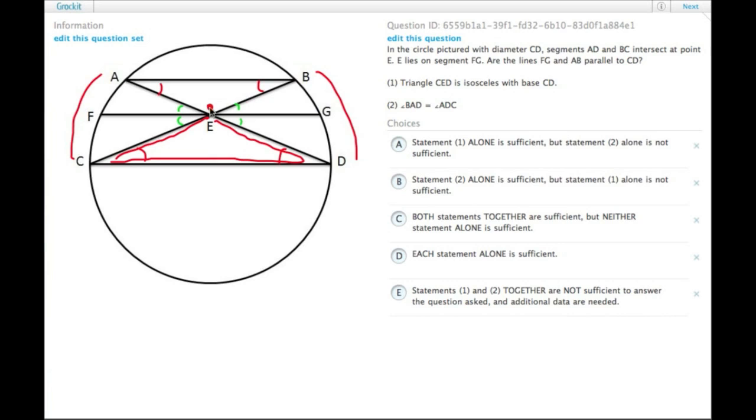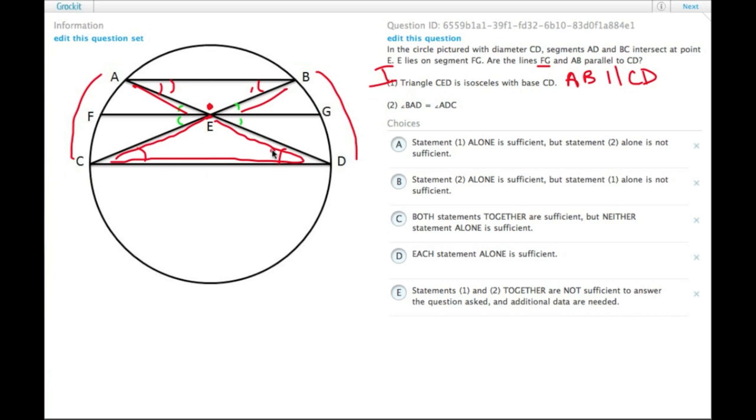We still don't know about the positioning of AB. Actually, we do, because that means that these angles must also be equaled by these, because these meet at point E, and if this is isosceles, that must mean that point E is in the middle, which means that these are equidistant as well, and therefore the same angle. So this one tells us that AB is parallel to CD, but we don't have FG in here, so it's not going to be sufficient.